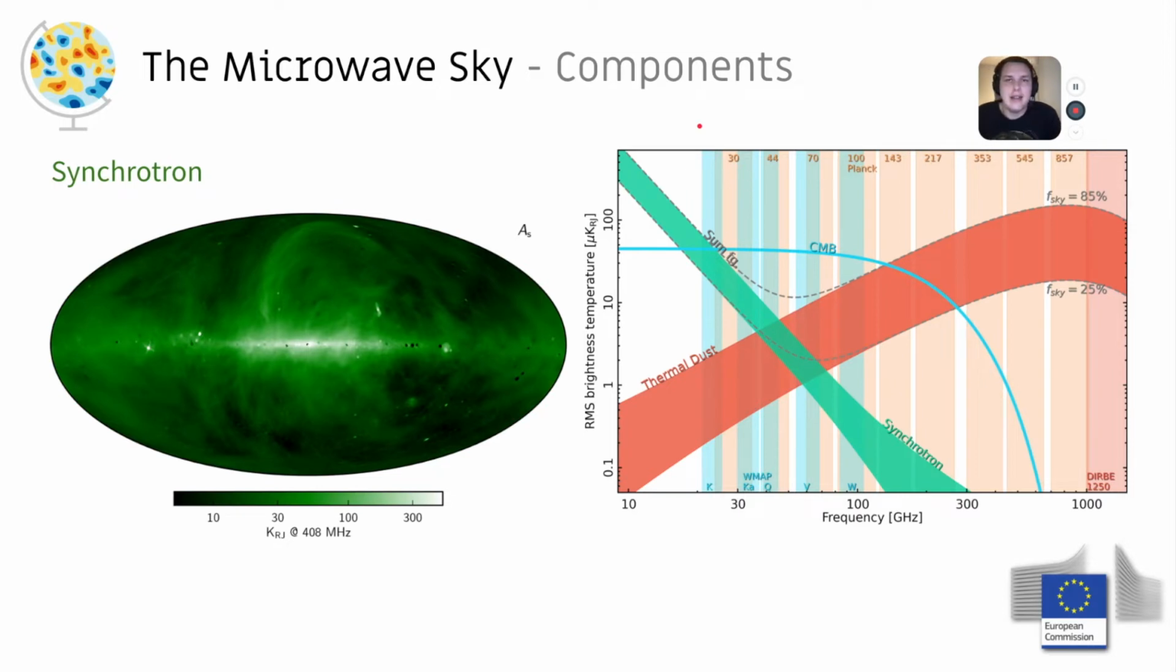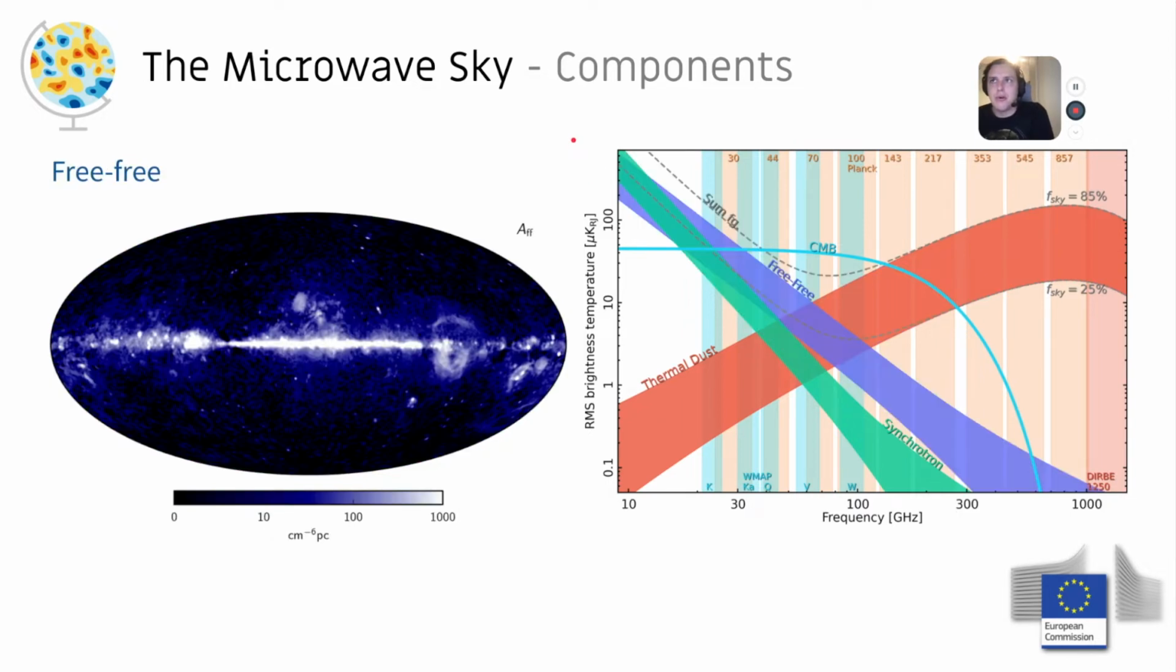Next is the synchrotron component, which we model using a power law. And the steepness is then determined again by a beta parameter. And this component dominates at very low frequency, so it's high all the way up here and to the left of my pointer here. Adding another component to the mix, the next one is free-free.